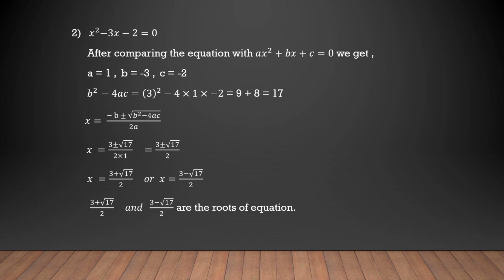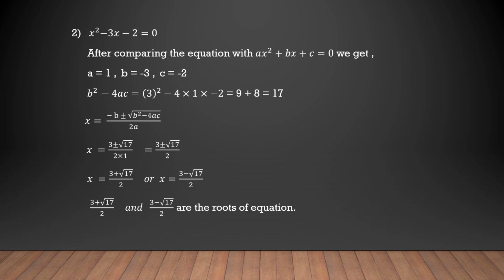Then we write the formula x is equal to minus b plus minus root of b square minus 4ac divided by 2a. Then we put the value of all these terms. So we write x is equal to, b is minus 3, so minus b is equal to plus 3. So we write 3 here. Then b square minus 4ac is equal to 17. So we write root 17 by 2 into a. Value of a is 1. So we write 2 into 1.